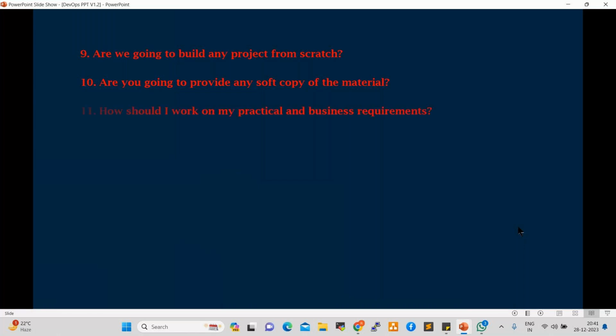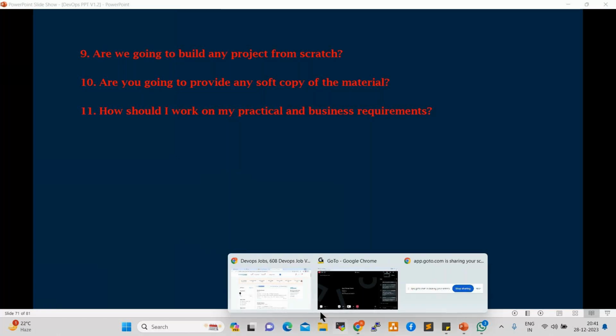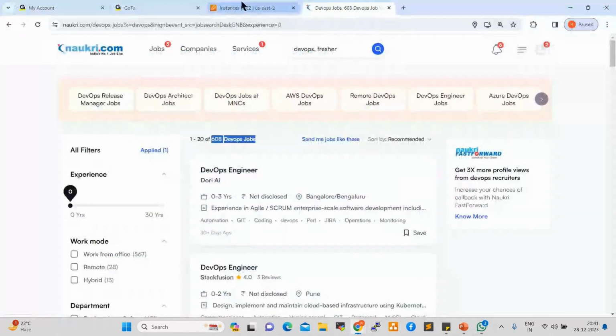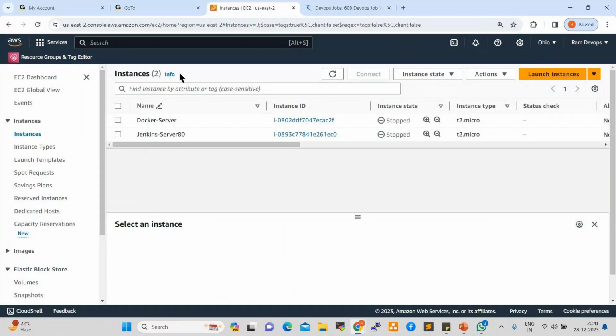Next question here is how should I work on my practical and business requirements? Yes, in AWS we create one free tier account, a free account for 1 year. In this account you can practice. You do not need to install any packages or any software on your personal laptop.